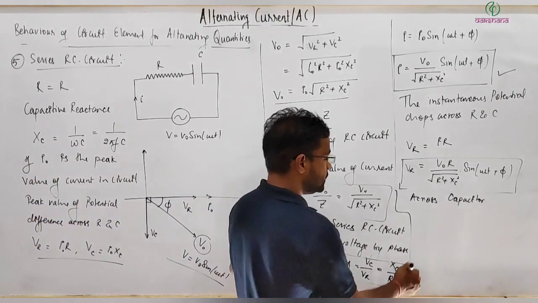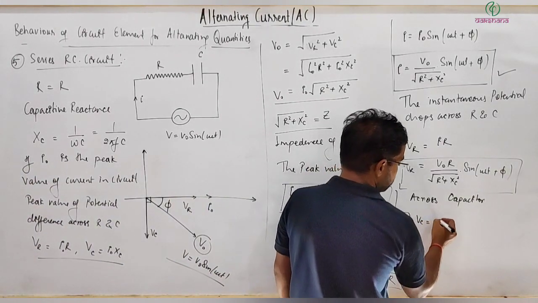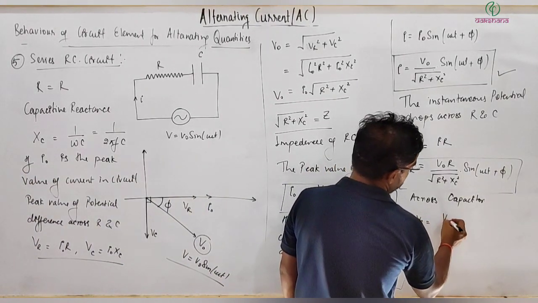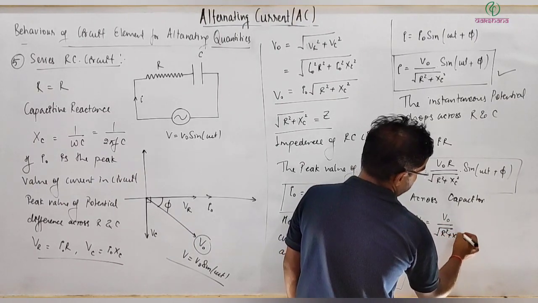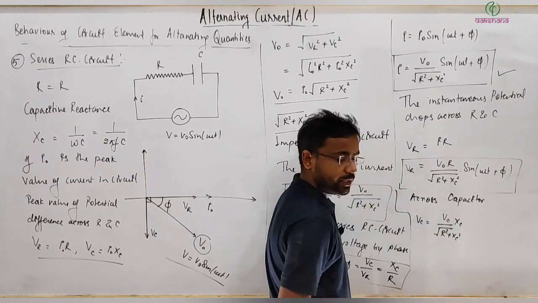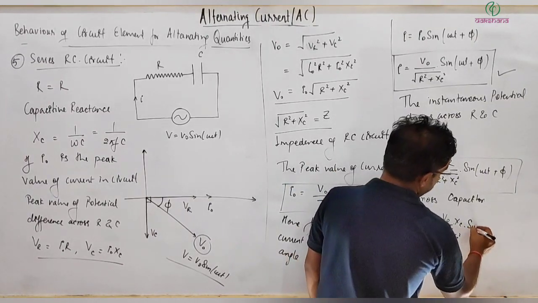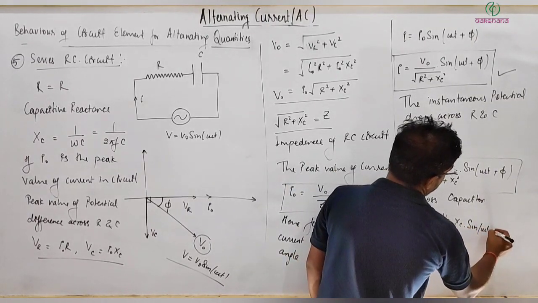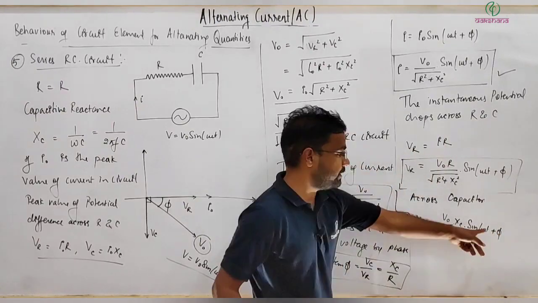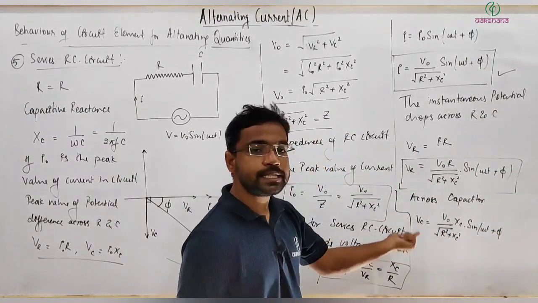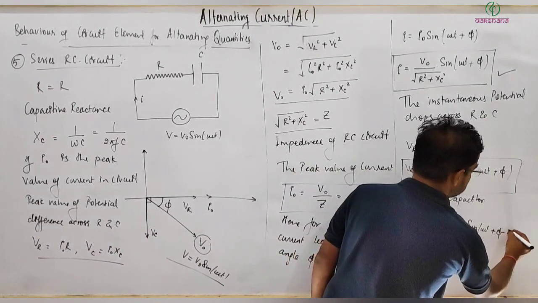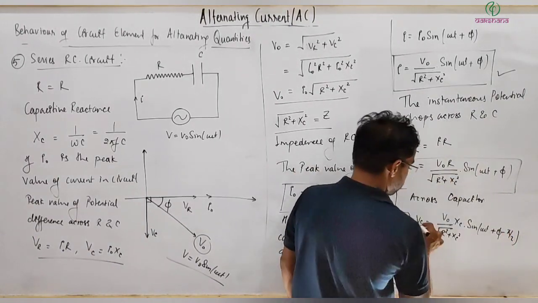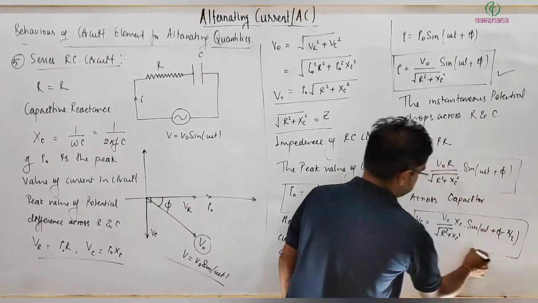So by considering all these factors, I can write VC is equal to I naught, that is V naught divided by under root R square plus XC square, multiplied by XC, into sine of omega t plus phi. This is the phase of current, but VC is lagging behind current by a phase angle of pi by 2, so it's minus pi by 2, and this is your complete expression.